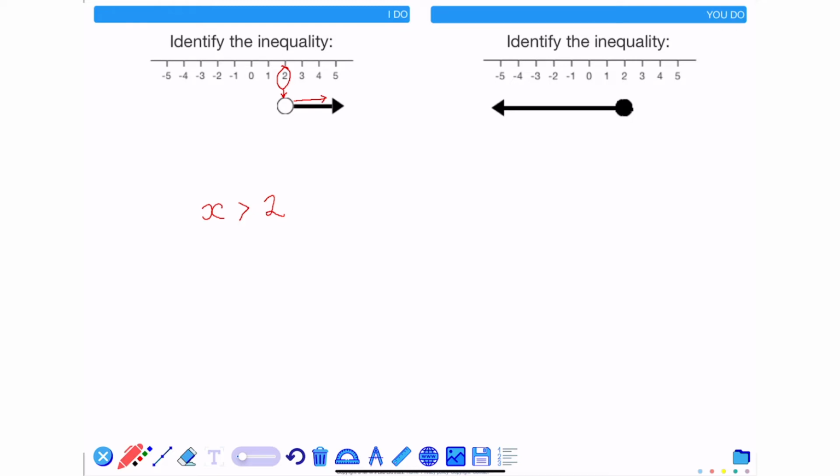So what if the question had been this, where the dot had been filled in? In this case, x would have been greater than or equal to 2.